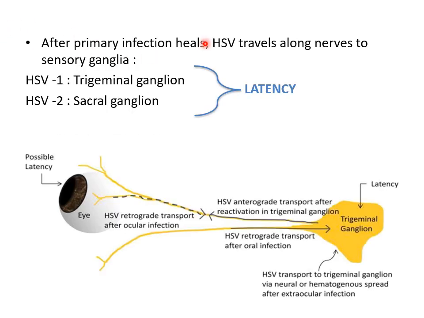So once the primary infection heals, HSV travels along nerves to sensory ganglia. We saw that chart earlier. So possible latency in the cornea, yes, but usually what we know is that HSV infects the epithelium, reaches the nerves, and then it travels retrograde or reverse and goes and sits in the ganglia and lives there. Under certain stressors, certain environmental conditions, physical, mental stress, it reactivates and then it travels back antegrade and leads to a secondary or what we call recurrent herpetic infection.